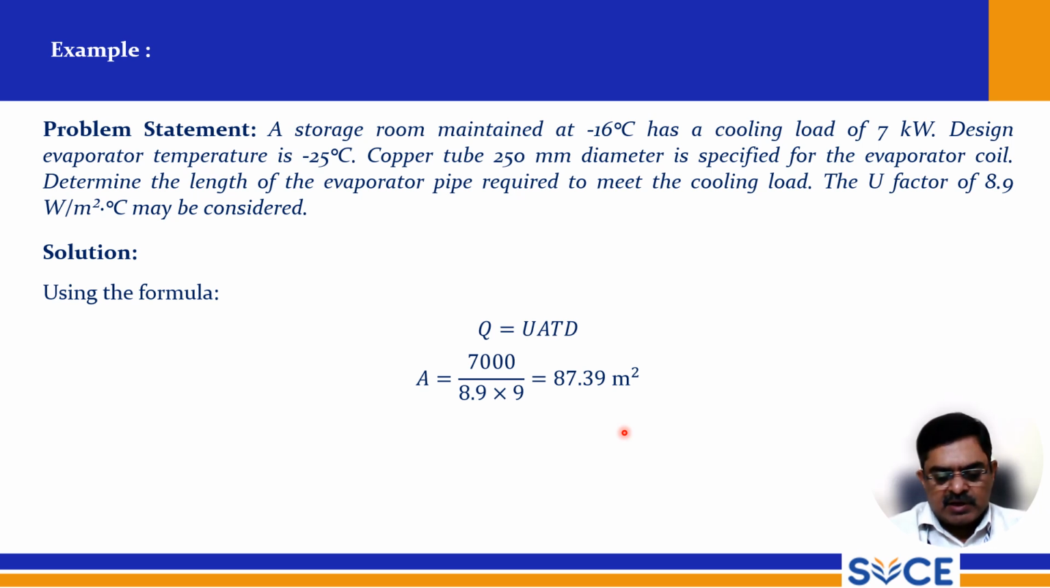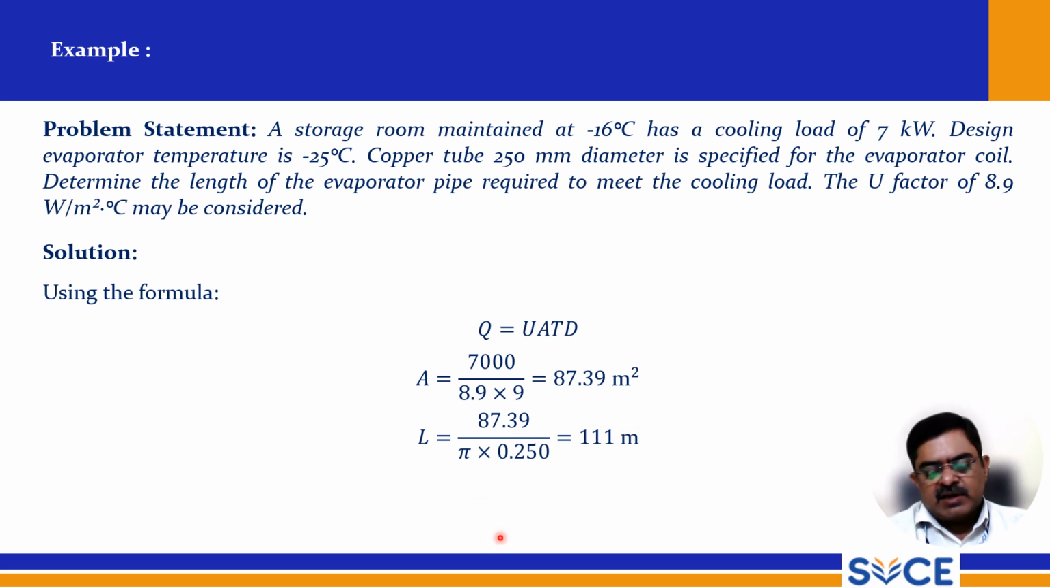Now we are calculating area first, and then L. So L can be determined. L can be calculated now using the length calculation that I have given you: 87.39 divided by pi into 0.250. So we know the area, and with the area formula we can calculate this. It comes to 111 meters. So length is 111 meters. So now we have determined the length of the evaporator pipe required to meet the cooling load.